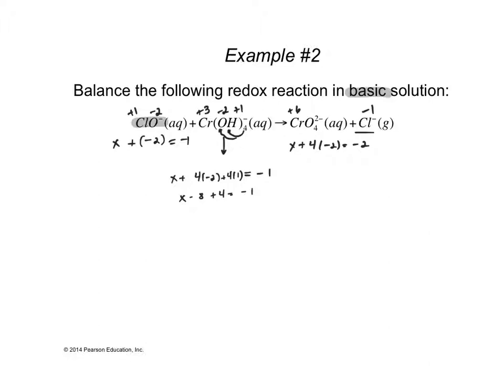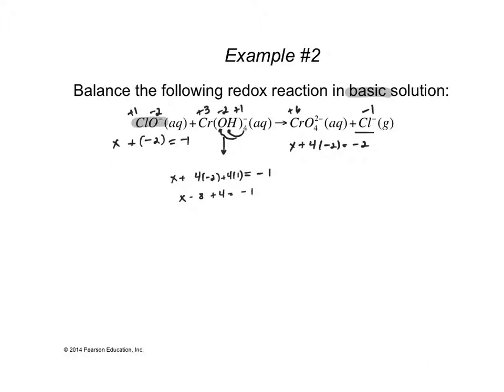Okay, so that's number 1. We have to assign oxidation states. That's going to tell us what's been oxidized and what's been reduced. It's also going to tell us by how many electrons. So in this reaction, what atom has been oxidized? Who has increased their oxidation state?